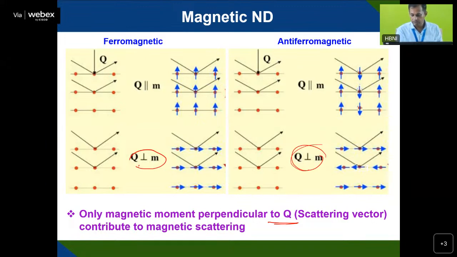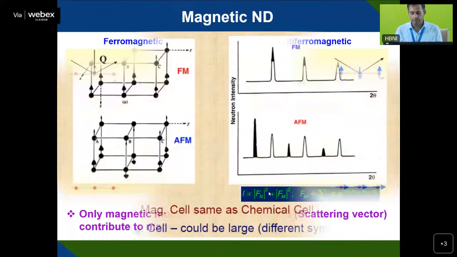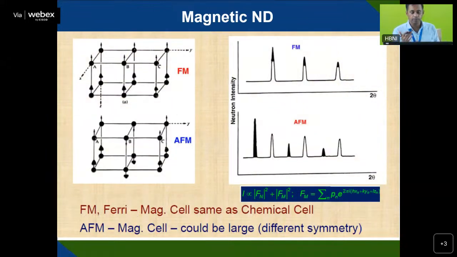Here you can see this is in one direction. All our spins are aligned in one direction. This is in one direction, this in the other direction. They are antiferromagnetically coupled. This is ferromagnetically coupled. Because of this antiferromagnetic and ferromagnetic coupling, you can see the magnetic information.